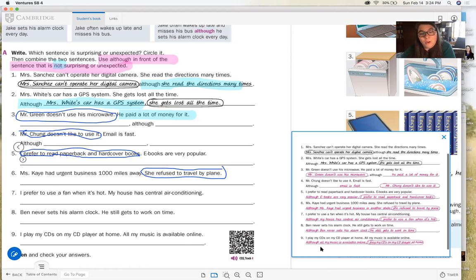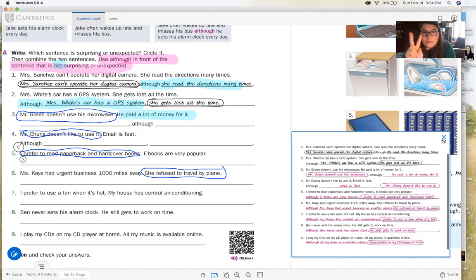So although all my music is available online, I play my CDs on my CD player at home. Yes, that's surprising because it's old. So just now, although all of my music is on my phone, I listened to a record on the record player, which is surprising because it's so old, right?